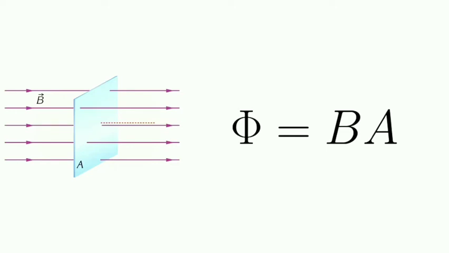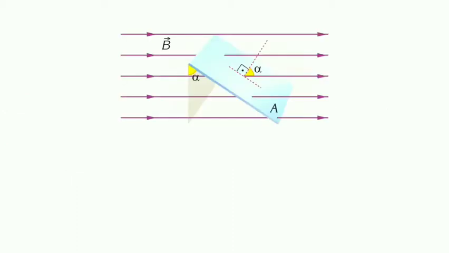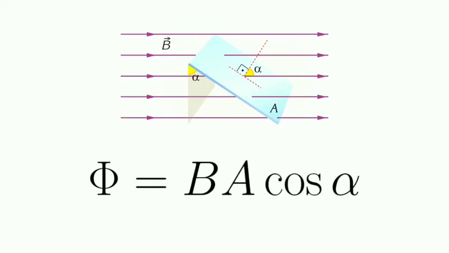But what about when the surface is located at some angle with the magnetic field lines? In this case, we just add the cosine function to the equation. The cosine function is maximum when the angle is 0 degrees, which means when the plane is perpendicular. And the cosine function is 0 when the angle is 90 degrees, which means when the plane is parallel. Note that the angle is between the normal of the surface and the magnetic field lines.